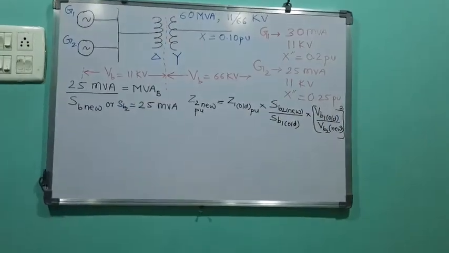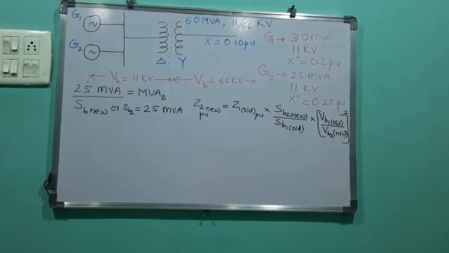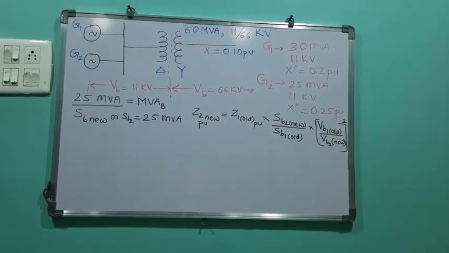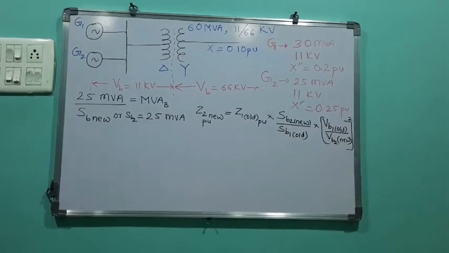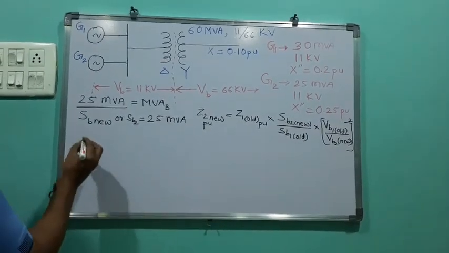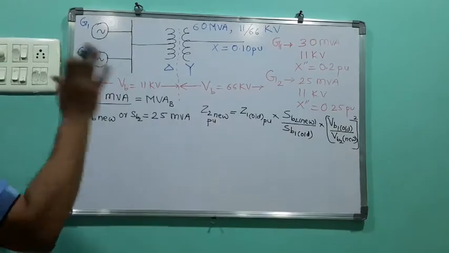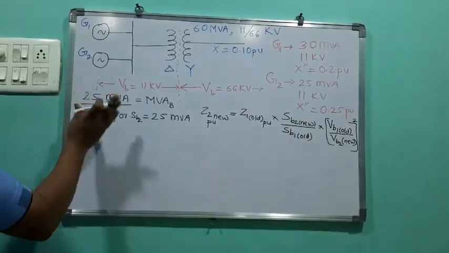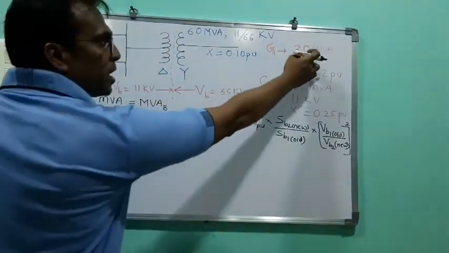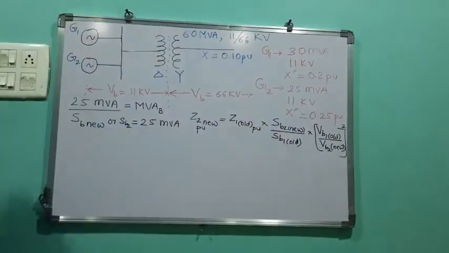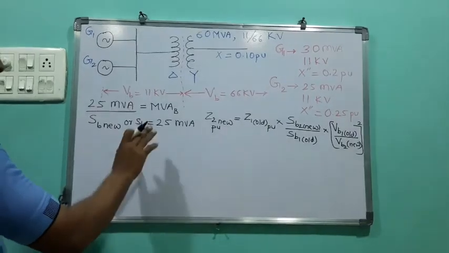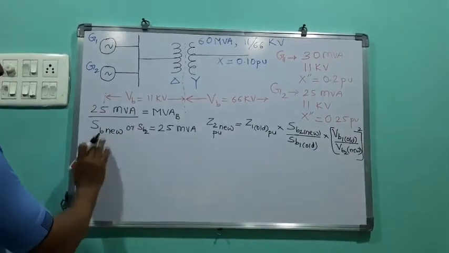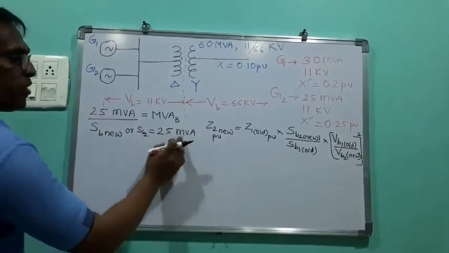Okay, now what is our aim? Our aim is to find out the value of X2 per unit, X2 in the sense X new, of the generator. So first we have to calculate. Have you understood this? I am repeating what we are taking. The old values are given like this, 30, 25, for generator 1 and generator 2, and the new value of base is given. So you have to take that base only, that is SB new or SB2, that is 25 MVA.